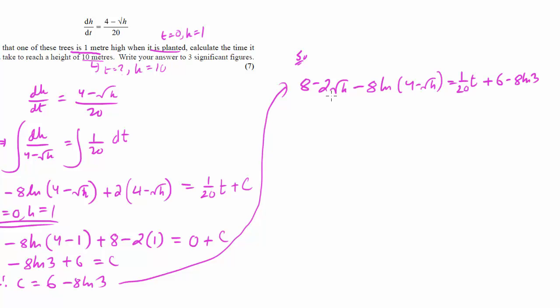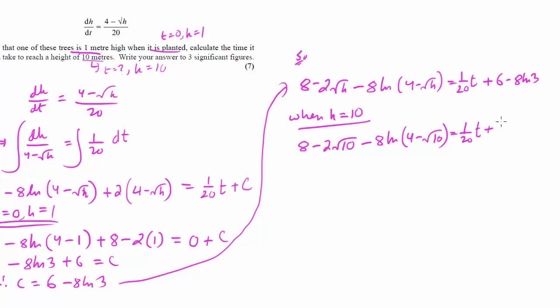So now from this expression, what we have to do is find the value of t when h equals 10. So when h equals 10, t equals what? So 8 minus 2 square root of 10, I'm just plugging in 10 instead of h, minus 8 ln of 4 minus square root of 10 equals 1 by 20 t, t is unknown, plus 6 minus 8 ln 3.